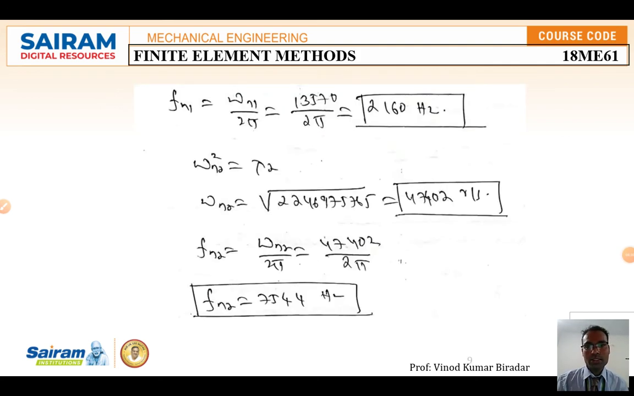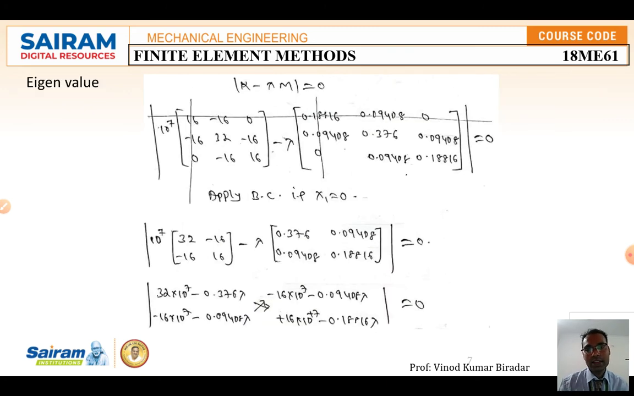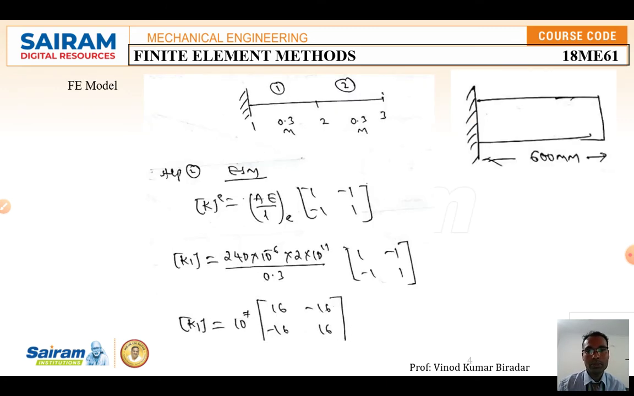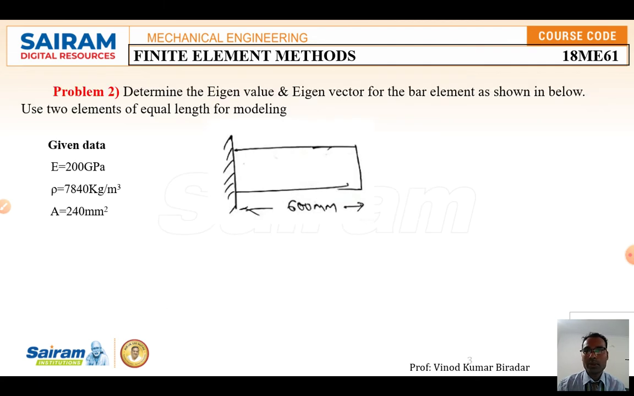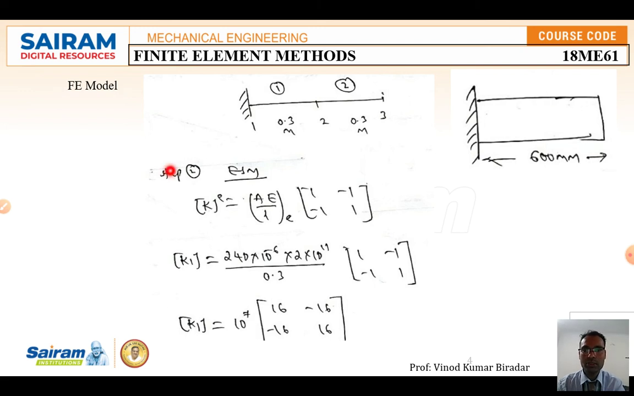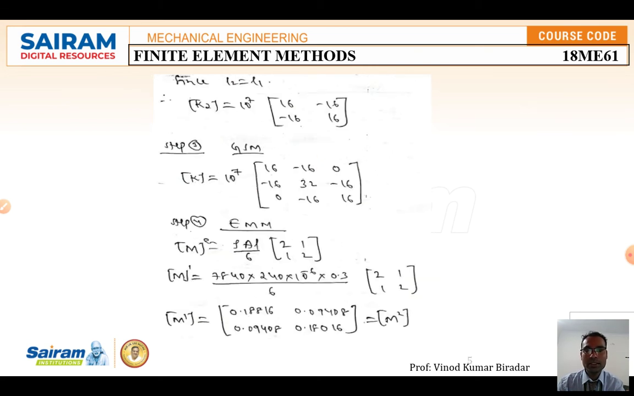Like this you have to calculate the eigenvalues and eigenvectors for the given bar element. Here the main thing is that you have to remember this formula first: k is equal to AE by L times the matrix 1, minus 1, minus 1, 1. Calculate the elemental stiffness matrix for both elements, then calculate the global stiffness matrix. This is the first case.